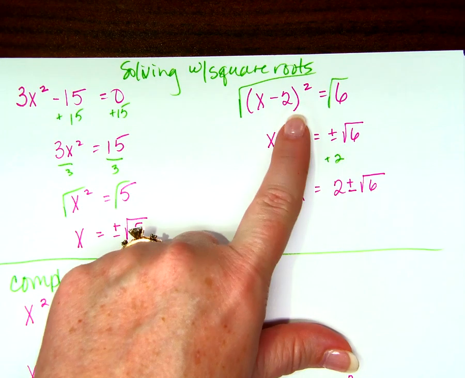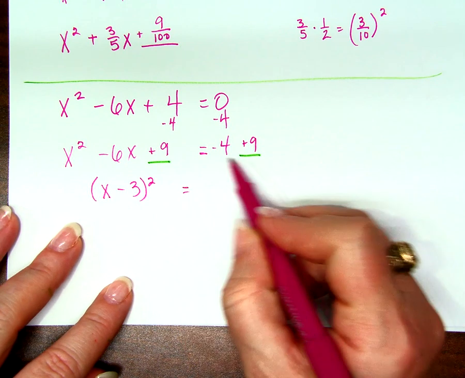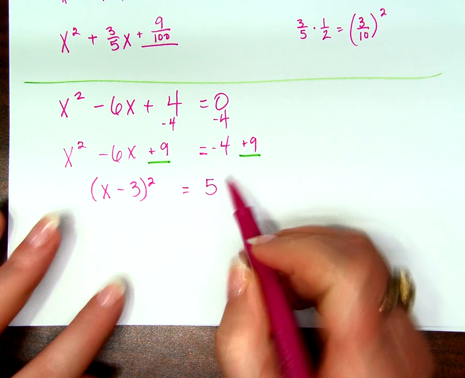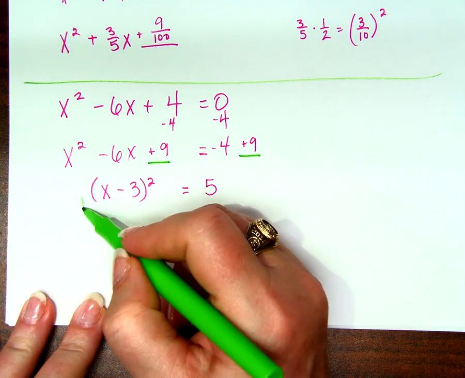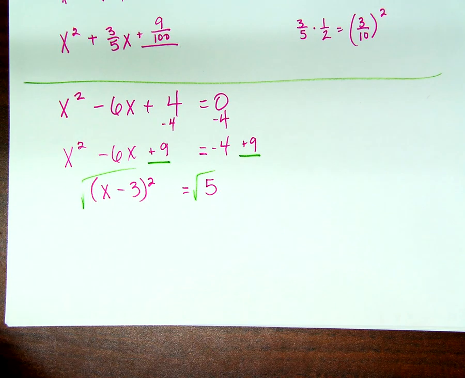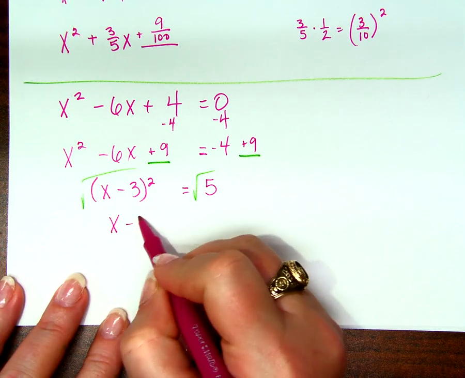Well, that makes it nice because I already know how to solve problems like this, right? I just square root both sides. So I need to simplify the right-hand side, which gives me 5. Then I just square root both sides to solve for x. And I get x minus 3 equals what?